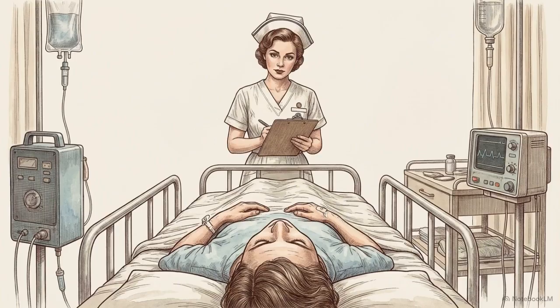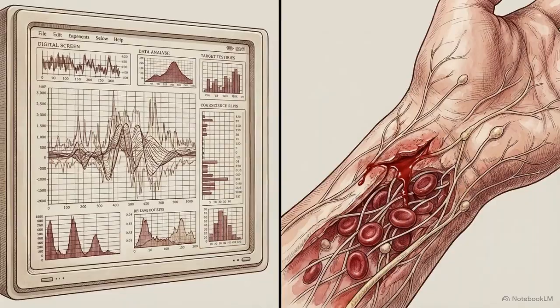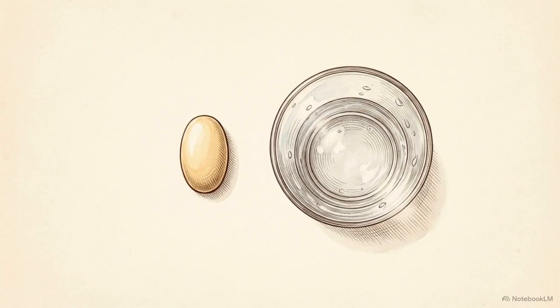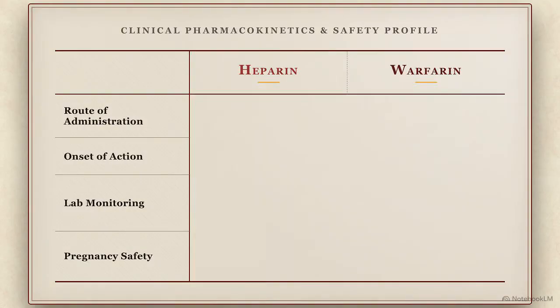The nurse serves as the final check in the system, correlating abstract APTT values with the physical reality of the patient's bleeding risks. Heparin is typically utilized as an acute bridge to transition patients to long-term oral therapy, where the long-term maintenance counterpart is the drug warfarin. This matrix shows the differences.